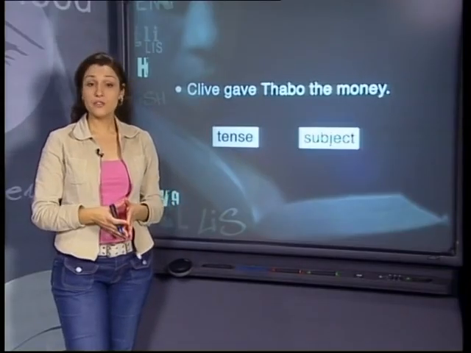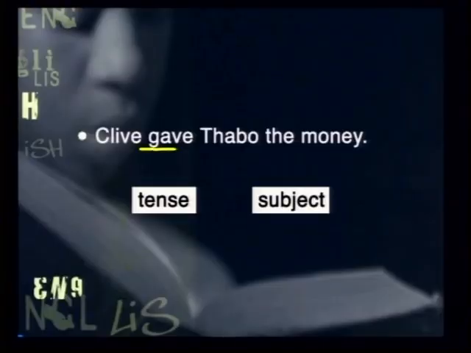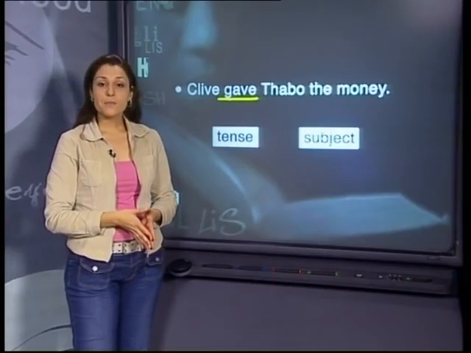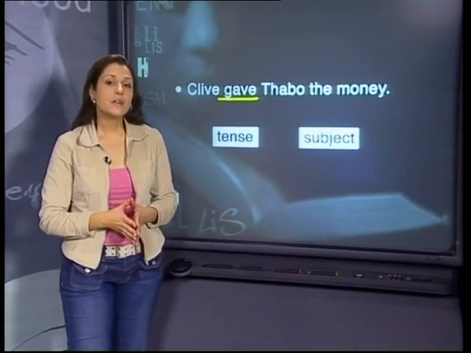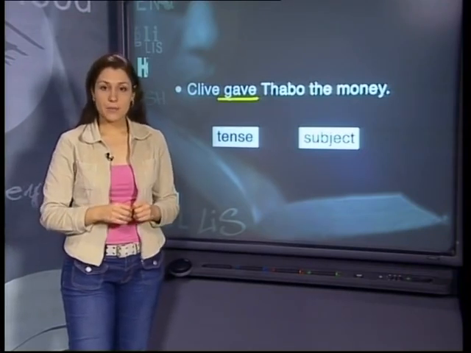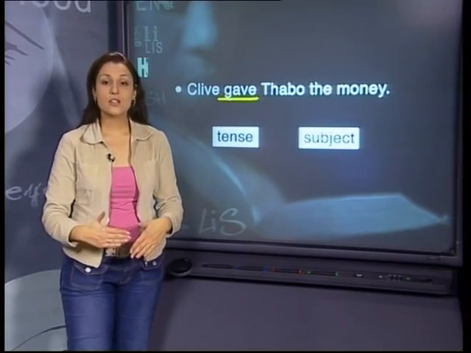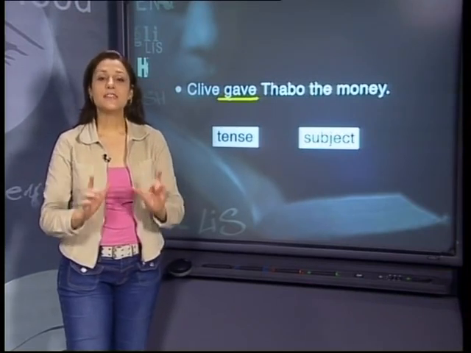What did Clive do? He gave. Gave shows us the action, and so it is a verb. Now, is gave a finite verb? Well, does gave show a tense? When did it happen? He gave Tabu the money is in the past, so gave shows tense.